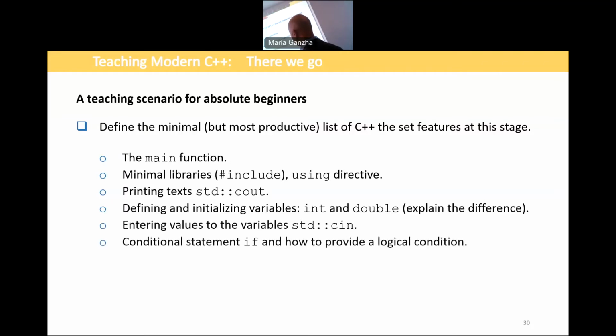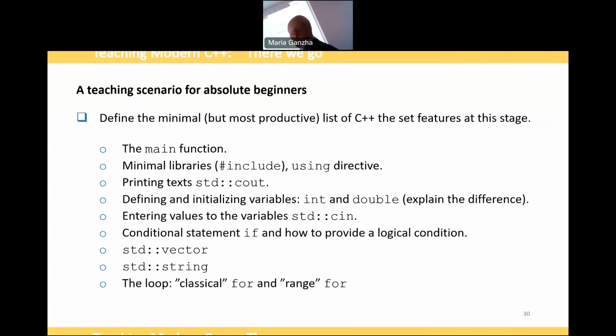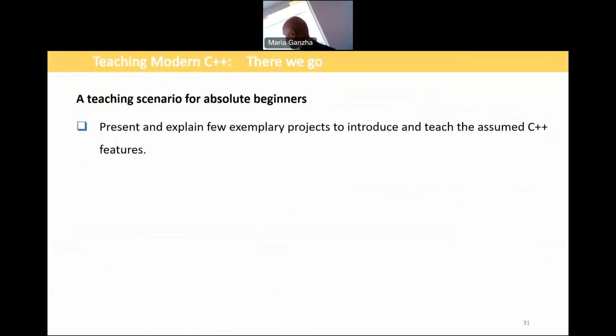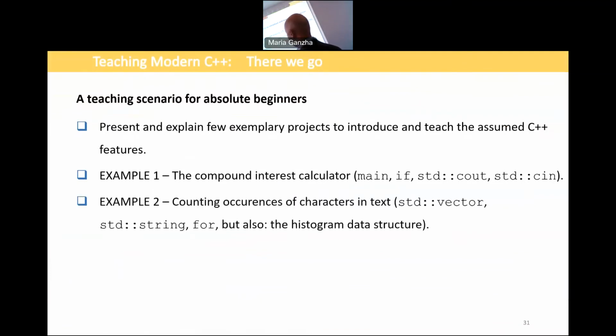Then input and conditional if, std::vector we use from the beginning, string, and loops, classical for and range for. So this is the minimum we define for the beginning. And we can explain through example projects. An example project is, for example, a compound interest calculator. Well, just some ideas: counting occurrences of characters in text.